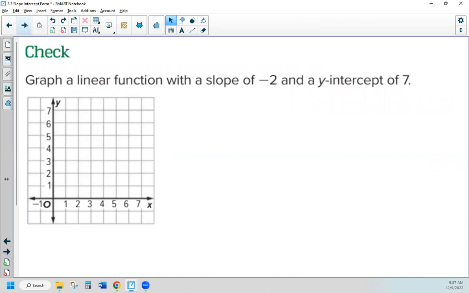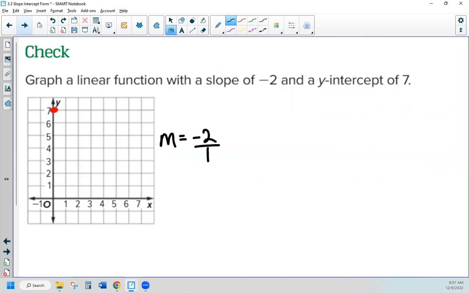All right, I'm going to go a little bit faster here. Step number 1, you want to graph the y-intercept. The y-intercept is located at 7. Step number 2 is, from here, create more points using the slope. Our slope is the number -2. Some of you, if you got stuck, it's because you didn't put a 1 under it.